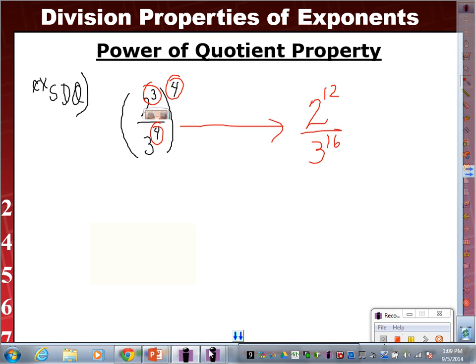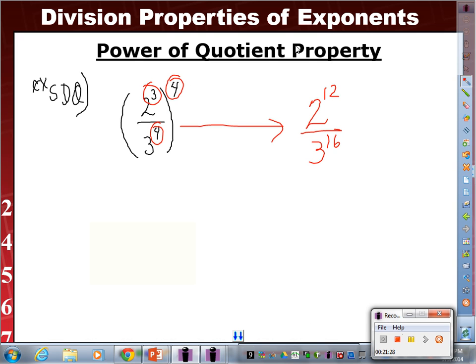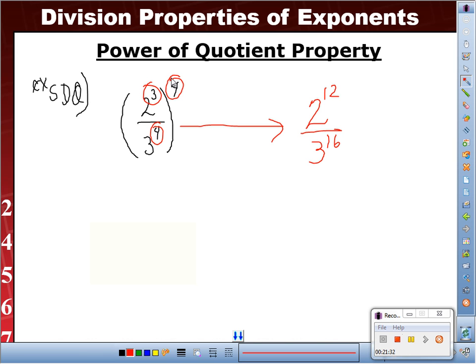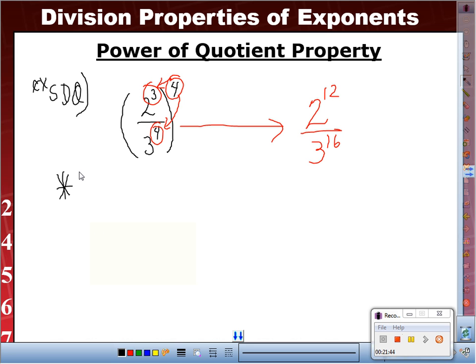So copy that, please. And yes, the rule says that for the power of quotient's property, you multiply the exponent outside times the exponents on the numerator and the exponents on the denominator. Are we there? Okay? So, let's write a rule. Asterisk, heart.